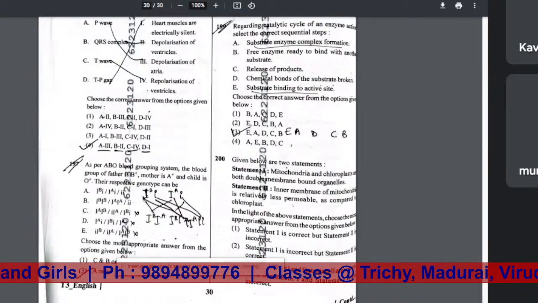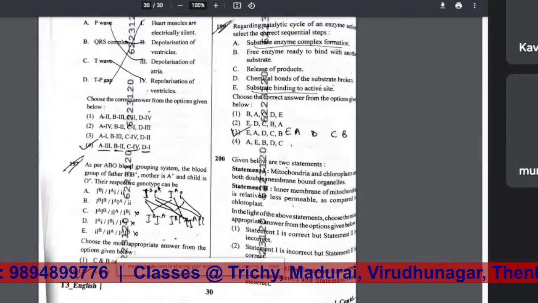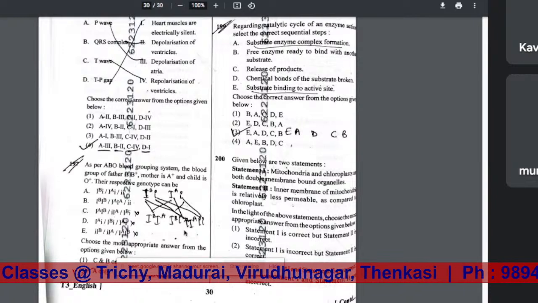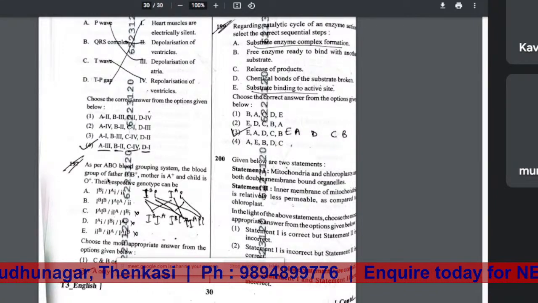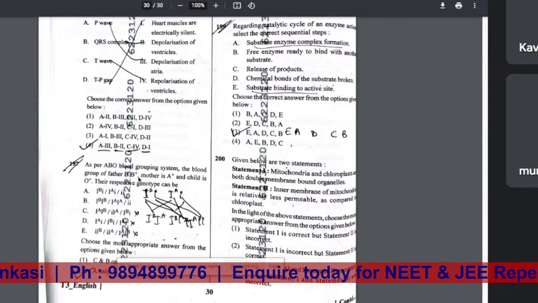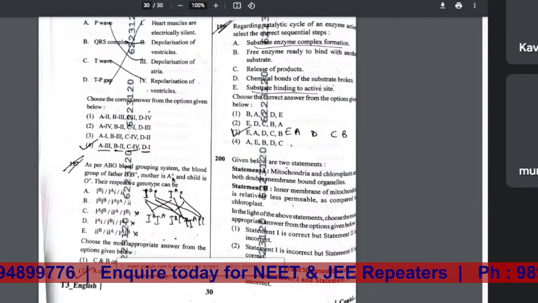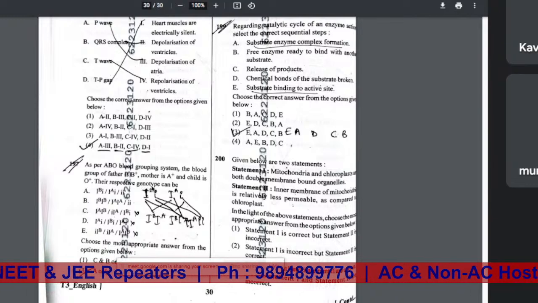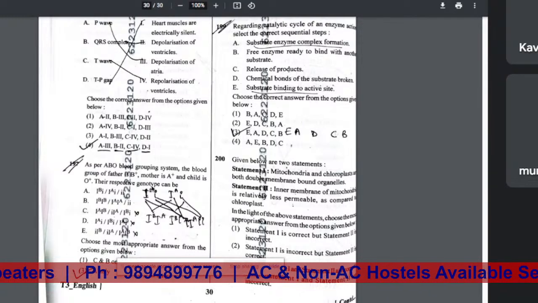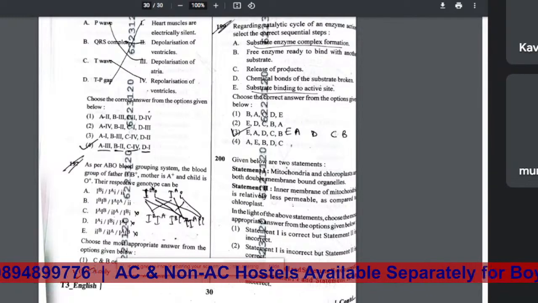So the next question is 197. As per the ABO blood grouping system, the blood group of the father is B positive and the mother is A positive. Child is O positive. So what can be the genotype of these people?